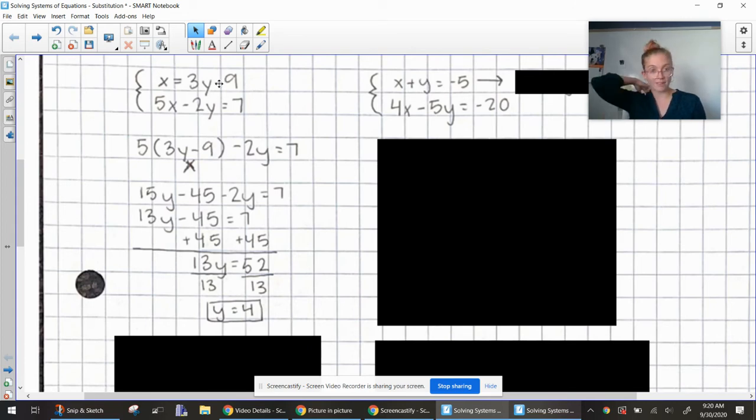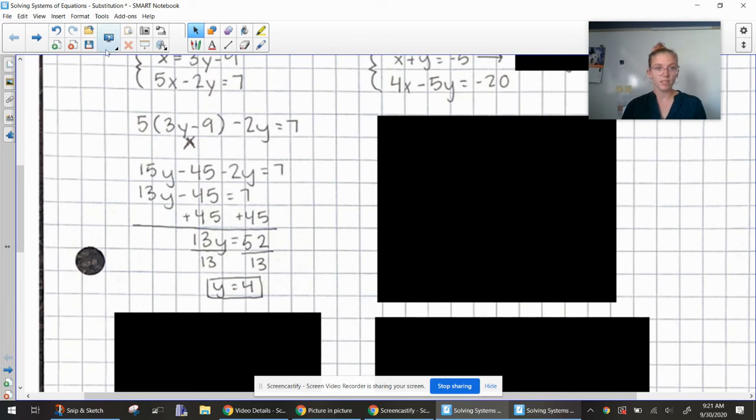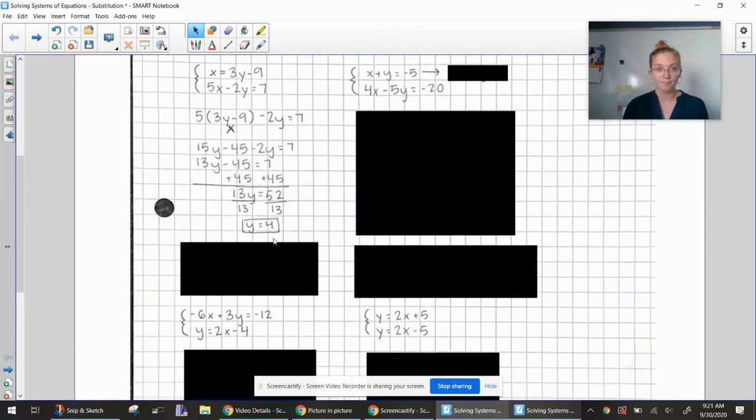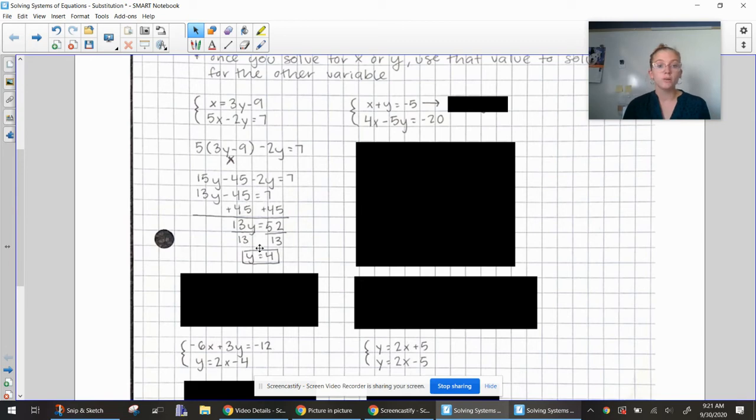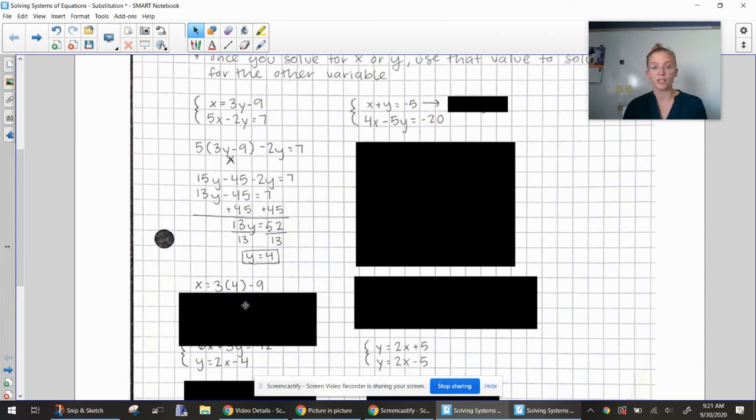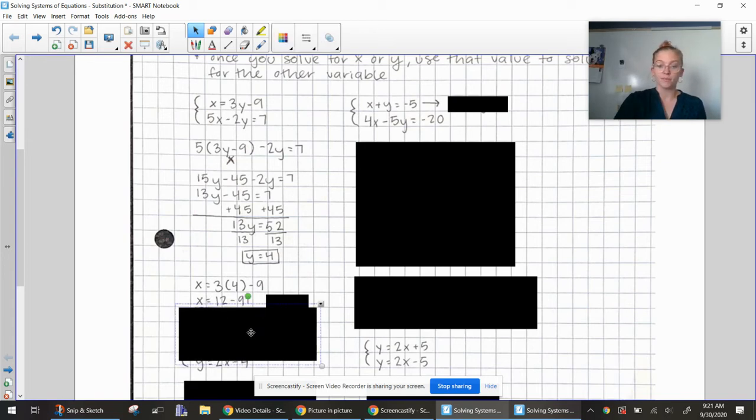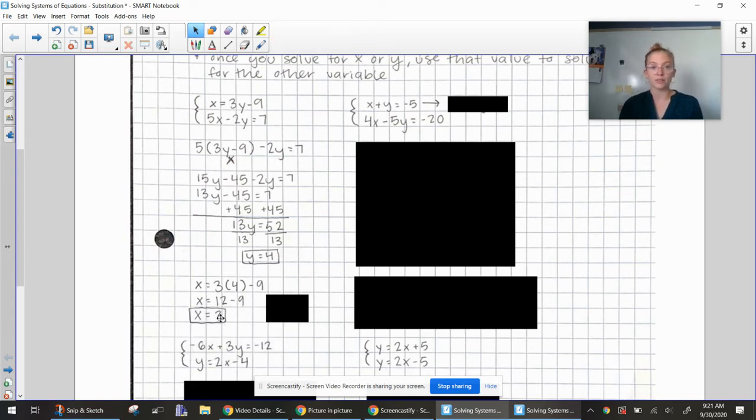So now we have our y value, but we need to find our x value. So we're going to take this y value and substitute it into either of the equations that we originally had. I'm going to substitute it into this first equation because it looks a little easier to solve. Let's zoom out so we can see the whole thing. So I'm going to take this 4 that I just solved for and substitute it back into the y in this first equation. So x equals 3 times 4 minus 9. 3 times 4 is 12 minus 9. 12 minus 9 is 3, so x equals 3.